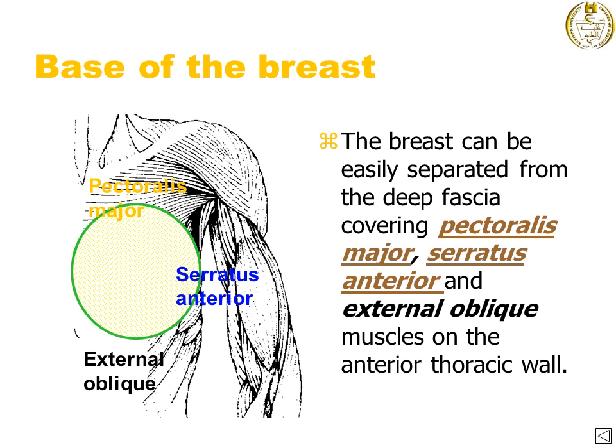The base of the breast. The breast can be easily separated from the deep fascia covering the pectoralis major, serratus anterior, and external oblique muscles on the anterior thoracic wall.